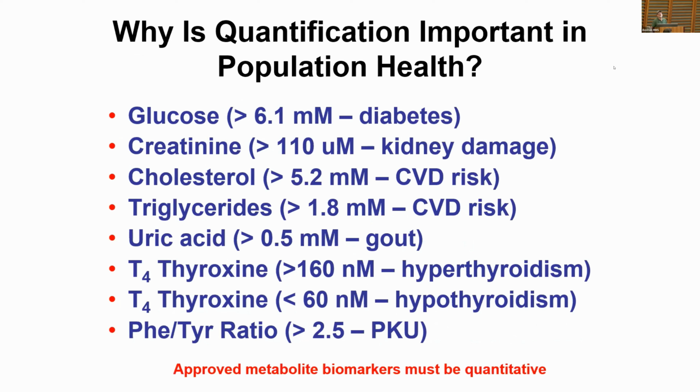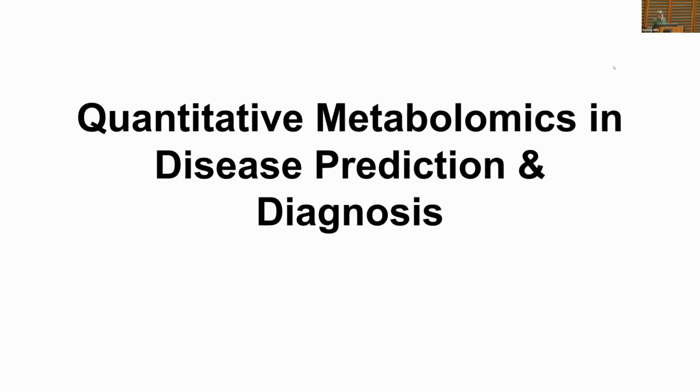If we look at the markers that are used in medicine today, at least with metabolite markers, we can see that most of them are quantified, whether it's a glucose value and the threshold to decide on diabetes, the threshold for kidney damage for creatinine, or for cholesterol, or for uric acid, or for the T4 hormones, or the phenylalanine and tyrosine ratio. All of these are quantified markers. All of them have to be in order to be used as medically approved markers for health.